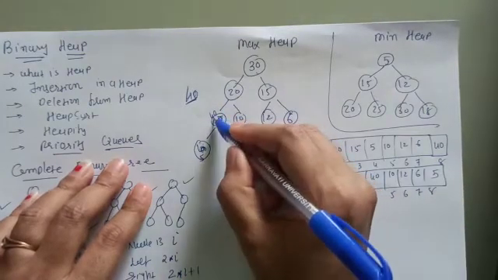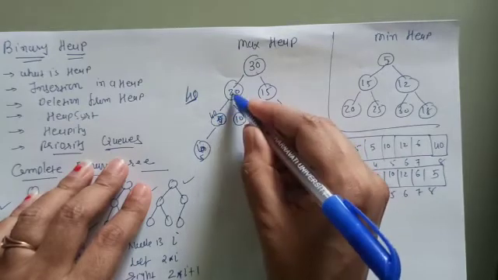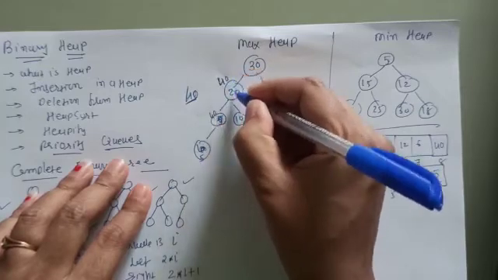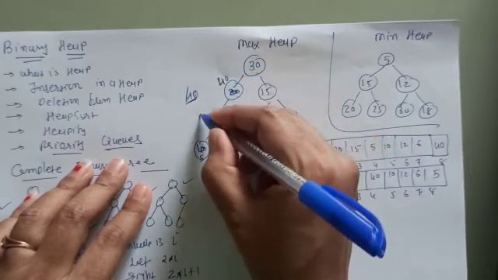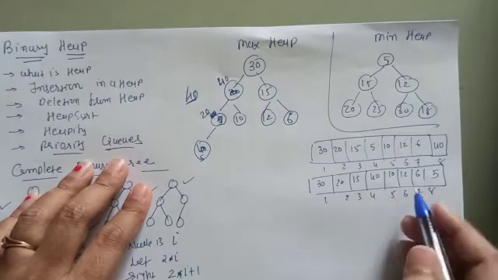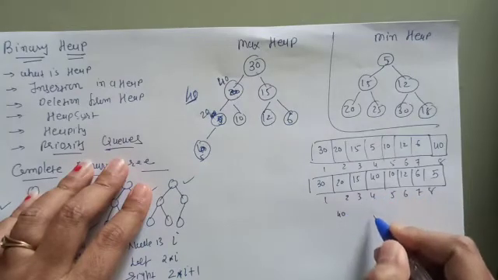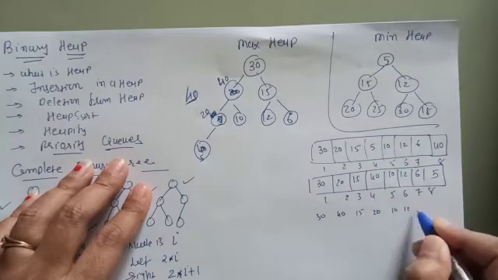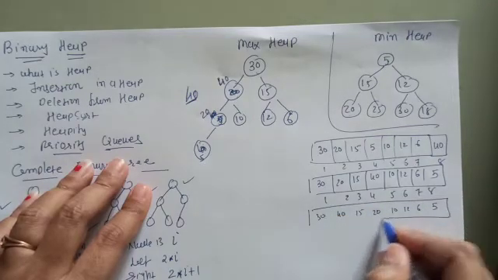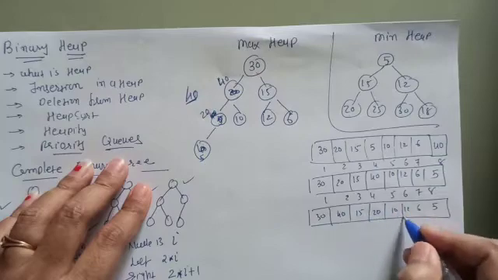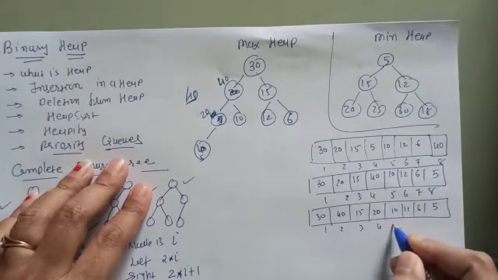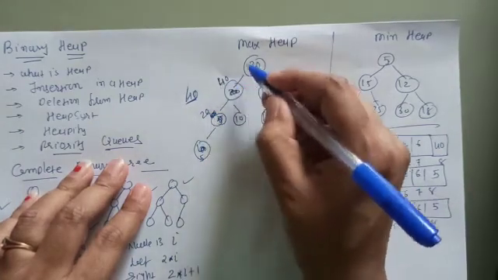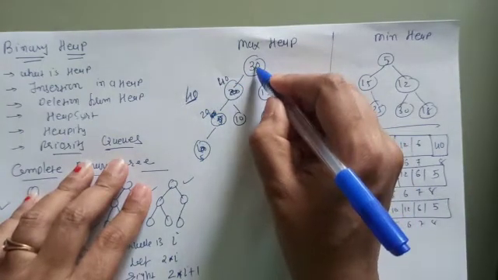So now again 40 would be compared with its ancestor. 20 is smaller, so 40 comes here and 20 comes here. Again the array representation: 40 comes here, 20 comes here, 30, 15, 10, 12, 6 and 5. This is the array representation. Again the same process: 40 would be compared with the 30.